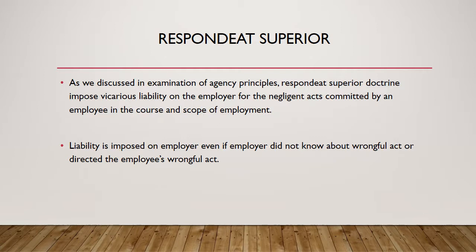But as we discussed, respondeat superior is the doctrine that imposes vicarious liability on employers for the negligent acts committed by the employer's employees in the course and scope of employment. So liability is imposed on the employer even if the employer did not know about the wrongful act, nor did the employer direct the employee's wrongful act. So they didn't have any involvement in it. Nonetheless, because it happened in the course and scope of employment, the employer is going to be liable. These are the principles that we talked about when we discussed respondeat superior in the agency session.